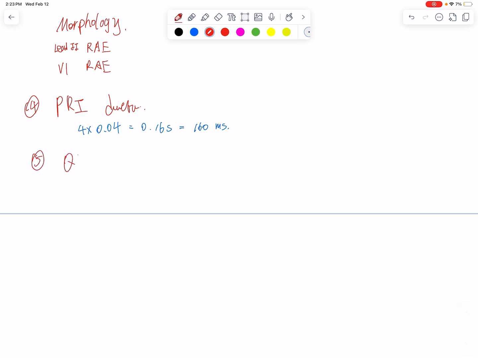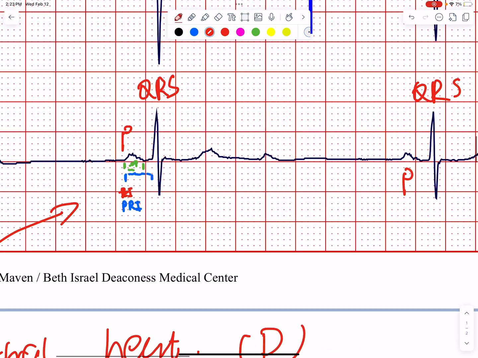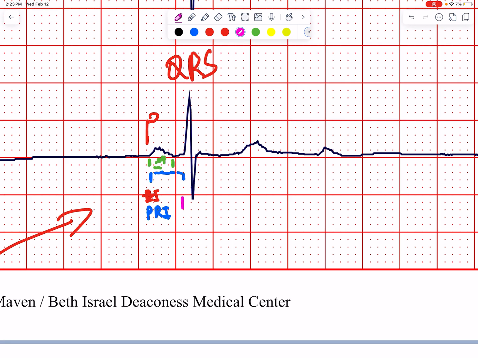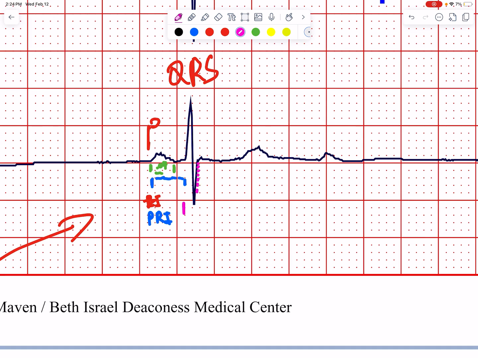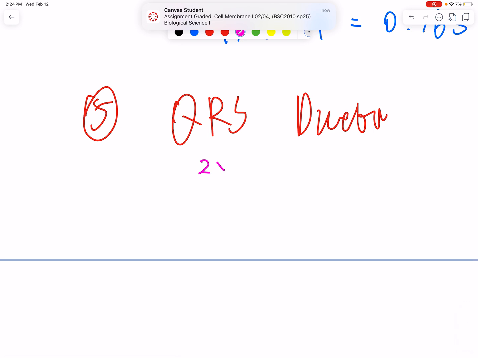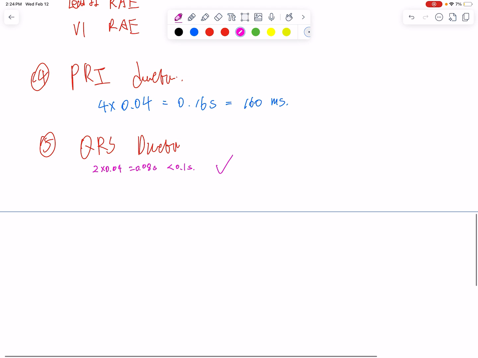And question number 5 is the QRS duration. It's kind of the same here. The QRS duration will just be the QRS interval. It will start from here and end over here, where you see the little spike and then no more spike. You can see it's 1, 2, so approximately 2 times 0.04, which is 0.08. That is smaller than the reference limit, so I think the QRS here is pretty good.